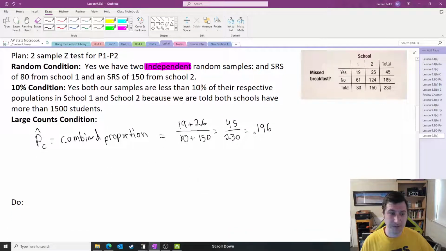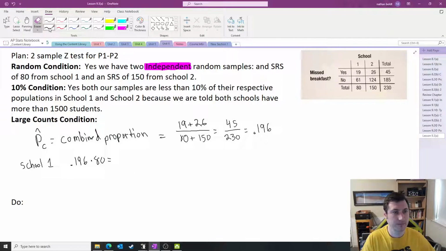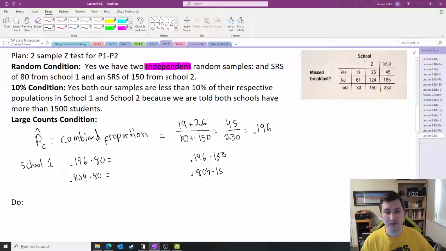Okay, so for school 1, we'll do 0.196 times 80, and we'll do, oops, sorry, not 0.196. What's the q? 1 minus 0.196, 0.804. And we'll check to make sure both of those are greater than 10. And then we'll do the same thing for the other sample, 0.196 times 150, and 0.804 times 150. We'll make sure all of those are greater than 10.